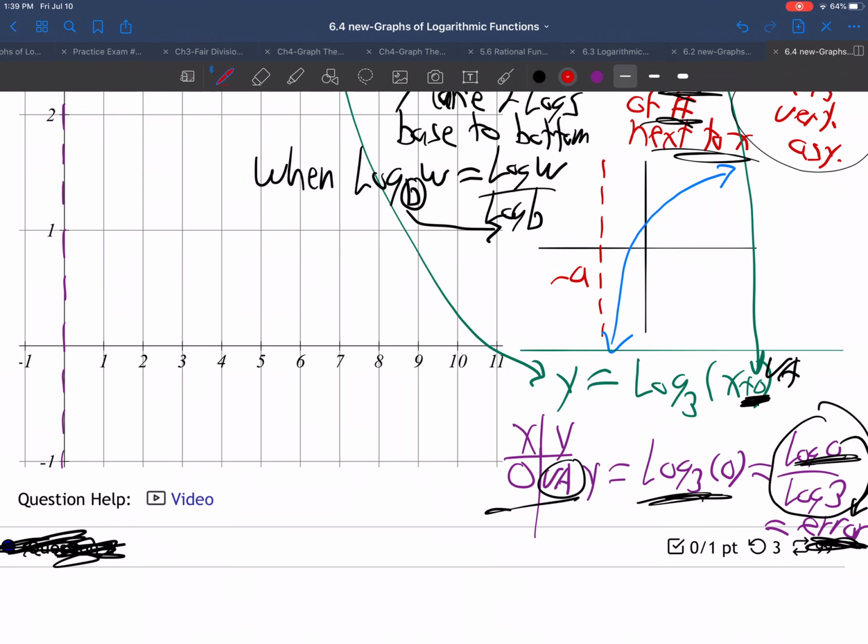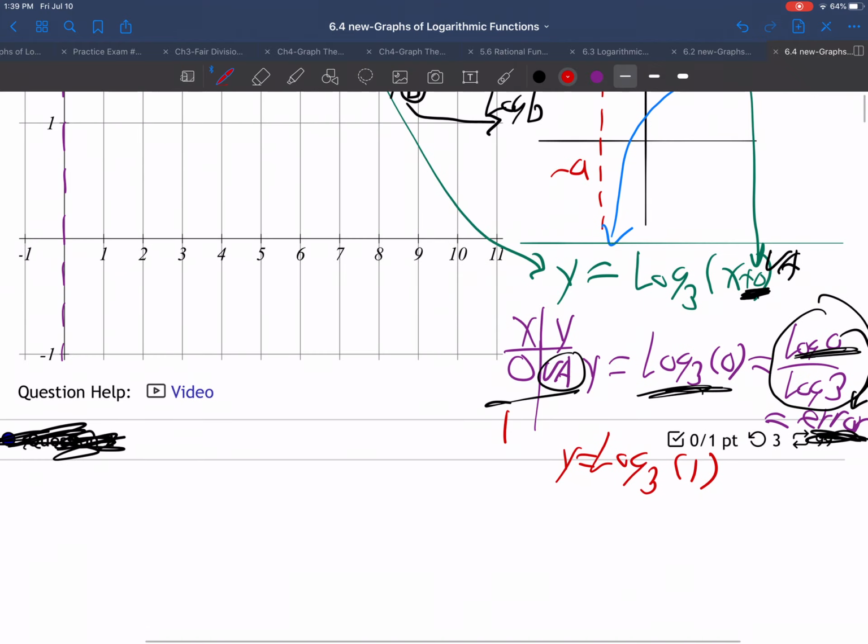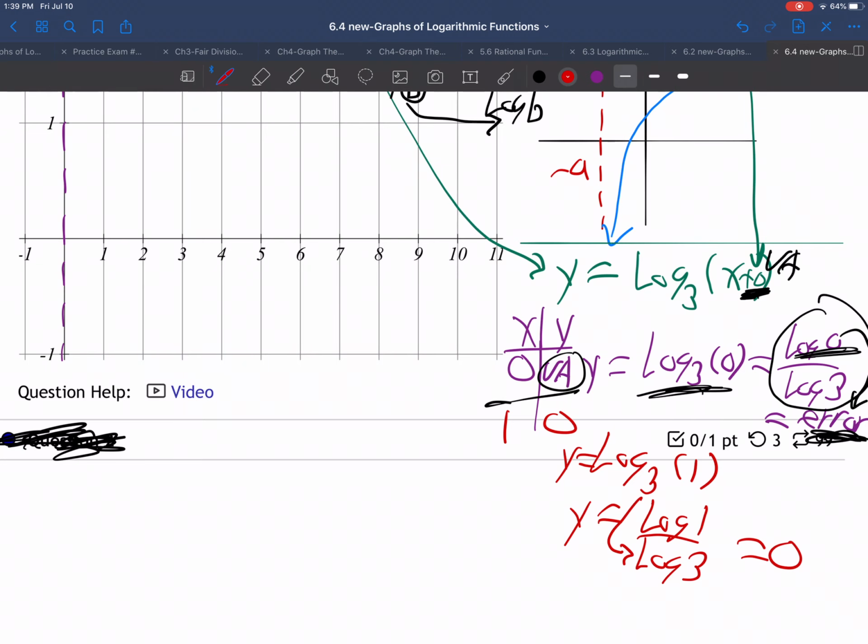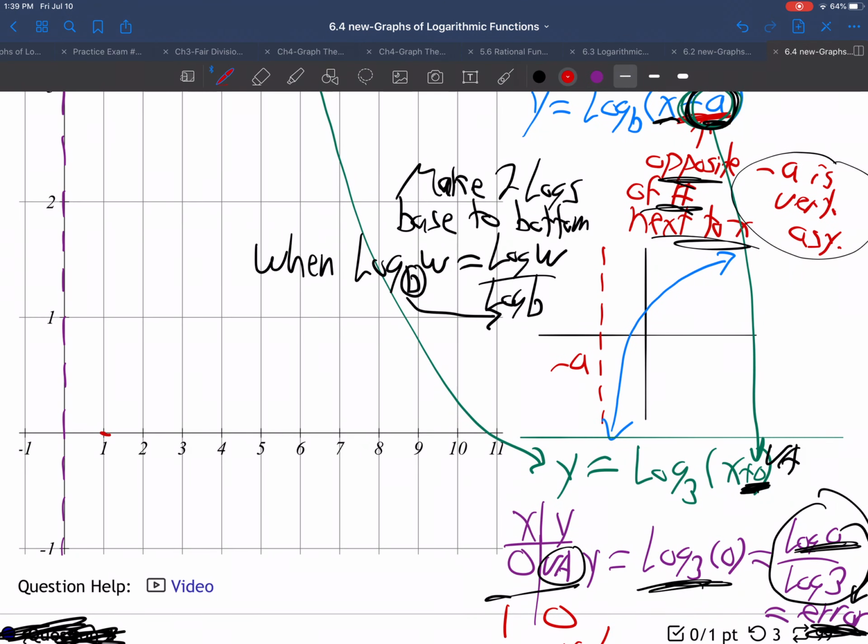What do they want? They want the rest of the graph, so I'm going to plug in another point. Let's plug in log base 3 of 1, y equals. And what's that? Well, you got to make it into 2 logs, right? And the base goes to the bottom. Hit the buttons on your calculator, you get 0. So that's over 1, up 0. That's right here. This is negative 1, 0, 1, 2.